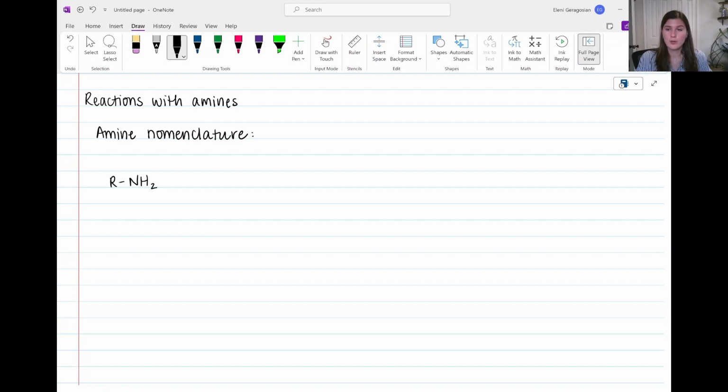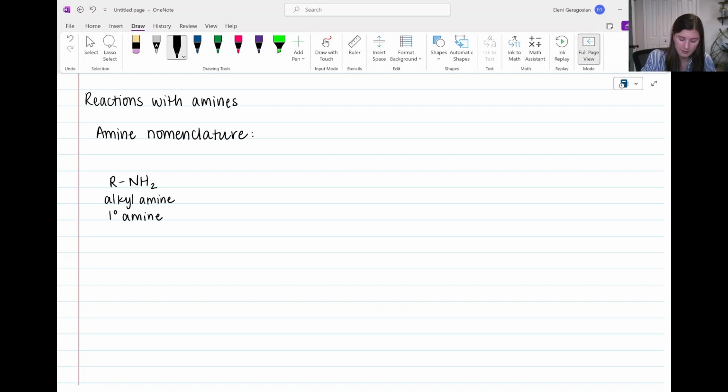So we have an R group. That R group is a carbon chain bonded to nitrogen with two hydrogens. This is called an alkylamine. And when the nitrogen's bonded to one carbon chain, that's a primary amine. So you might hear that term as well.